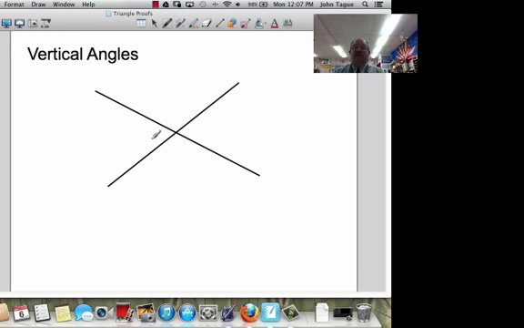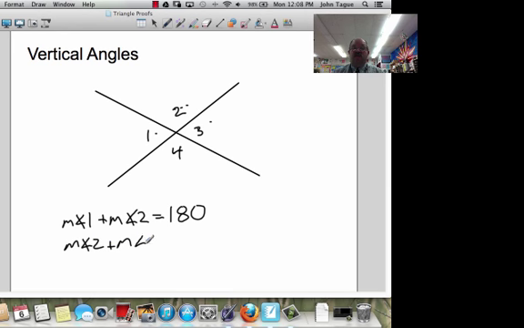Continuing. We have these things called vertical angles, which are like those two. They're directly across from each other. They're vertical angles. Or these two are vertical angles. I'm going to label them angle 1, angle 2, angle 3, and angle 4. Angle 1 and 2 make up a straight line. So the measure of angle 1 plus the measure of angle 2, because it's a straight angle, equals 180 degrees. I can also look at 2 and 3. The measure of angle 2 plus the measure of angle 3 equals 180 degrees.